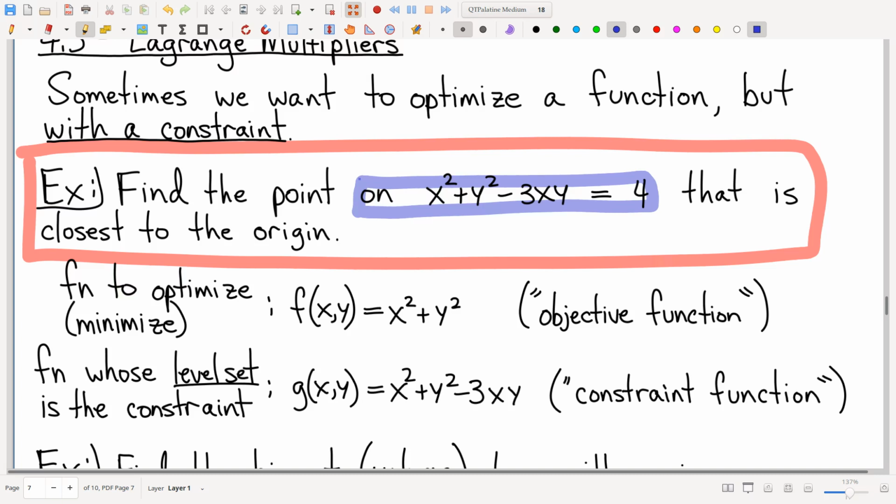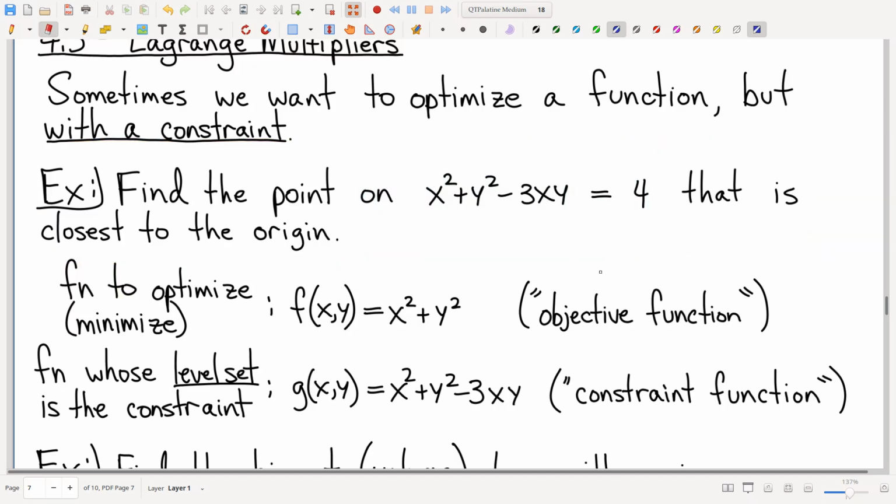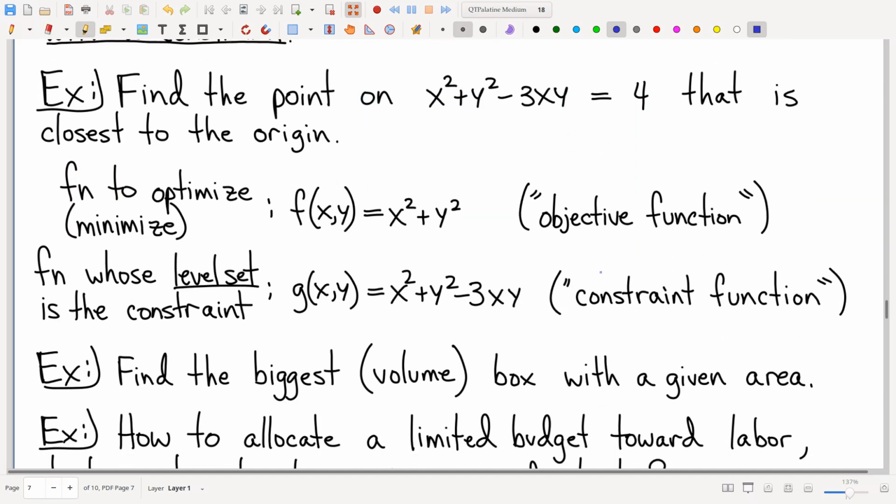Now we have a much harder problem. Looking only at points on this, whatever that is, right? Among just those points, which one is closest to the origin? Hard problem. Okay, so this falls into a category of questions where there are two functions given. There's the function that you want to optimize.